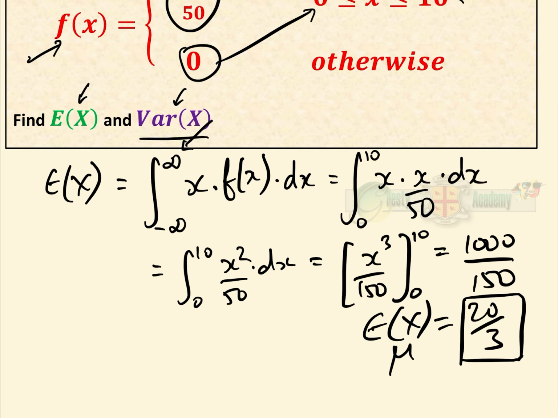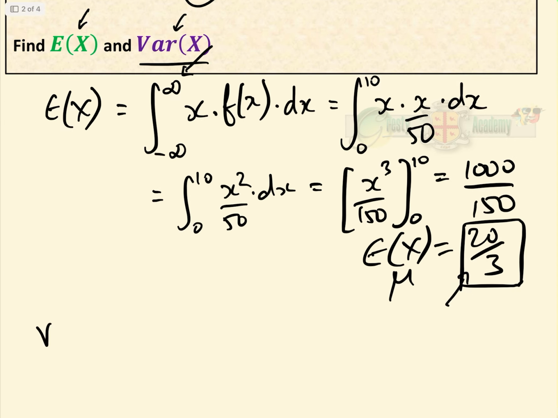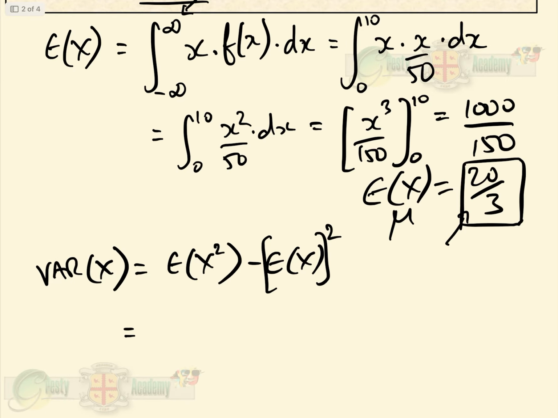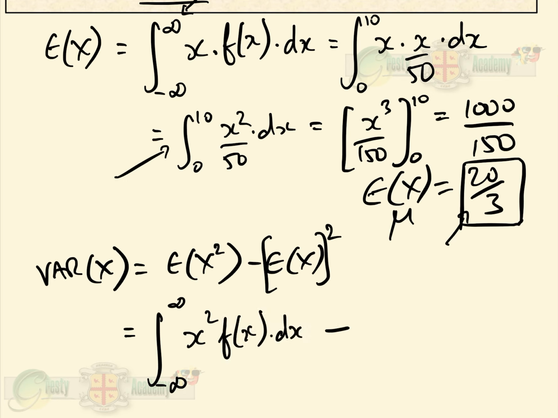The second bit, the variance of x, we're going to use this in a second. So for the variance of x, we're going to use our formula, E of x squared minus E of x, all squared, which is the same for discrete random variables as well. We discussed that in the previous video. Okay, so that equals the integral between infinity and minus infinity, and I will write the infinity and minus infinity, even though in actual fact it's going to convert to between 0 and 10. x squared this time, f of x dx, minus E of x squared, which we have already established is 20 over 3 squared.